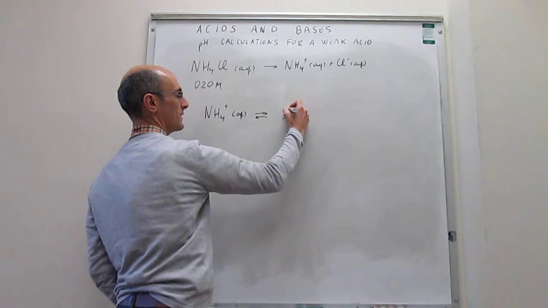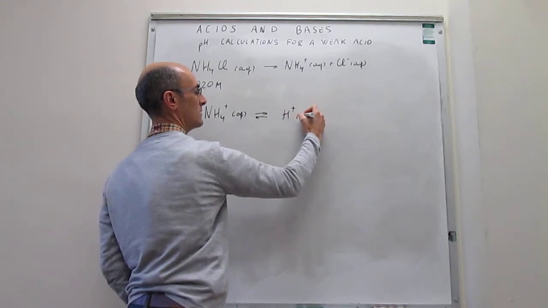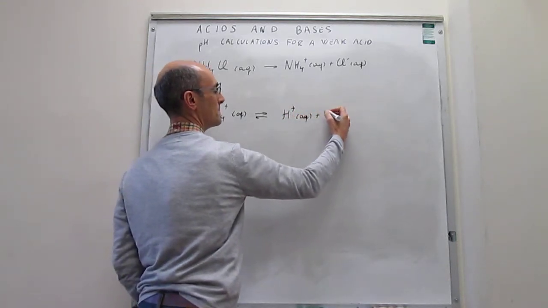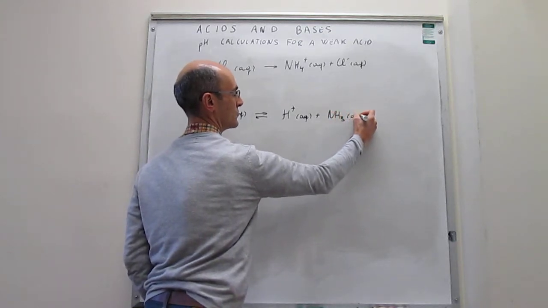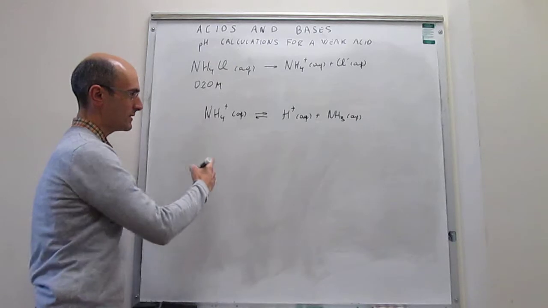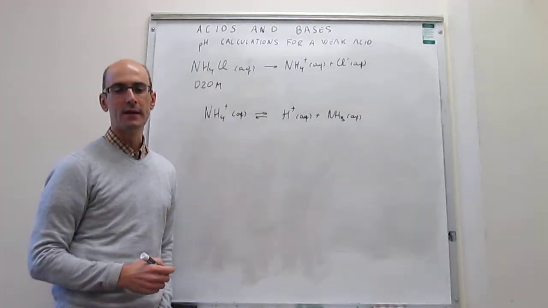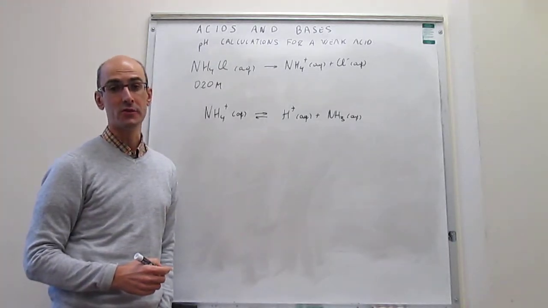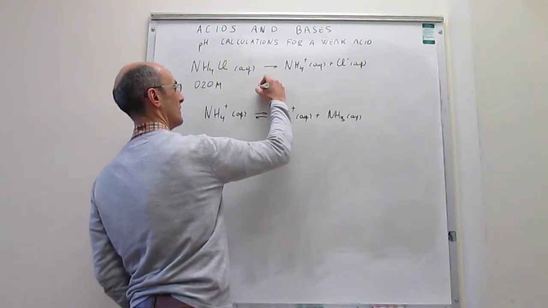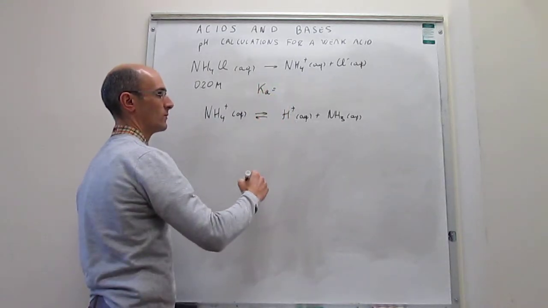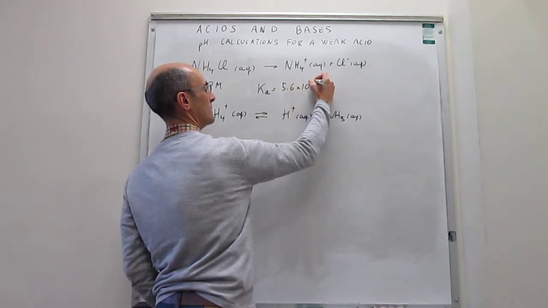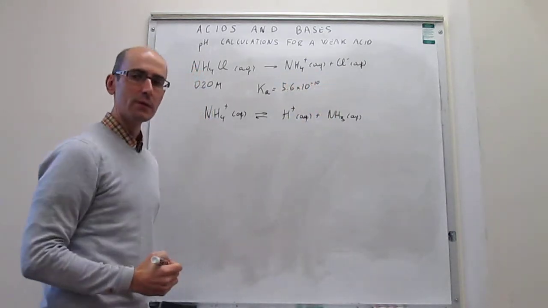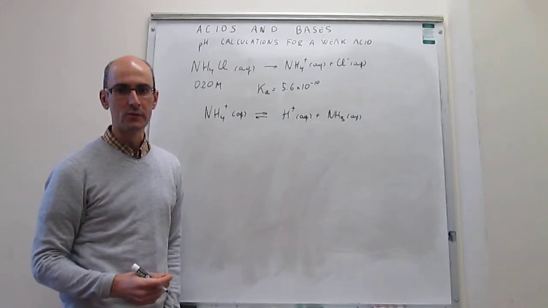So the equilibrium will be like this: NH4+ going to H+ aqueous and ammonia in aqueous solution. It turns out that the equilibrium constant for that acid dissociation is known. This Ka happens to be equal to 5.6 × 10^-10. Then the question will be, please calculate what the pH of the solution is.